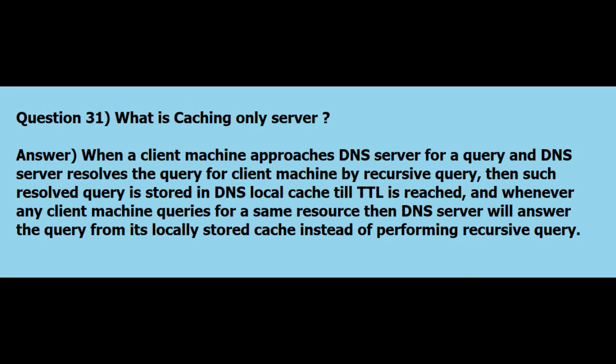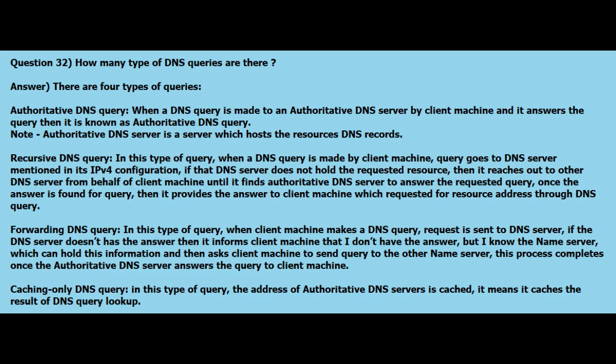Question 31. What is caching-only server? Answer. When a client machine approaches a DNS server for a query and the DNS server resolves the query for the client machine by recursive query, then such resolved query is stored in the DNS local cache till TTL is reached, and whenever any client machine queries for the same resource, then the DNS server will answer the query from its locally stored cache instead of performing recursive query.